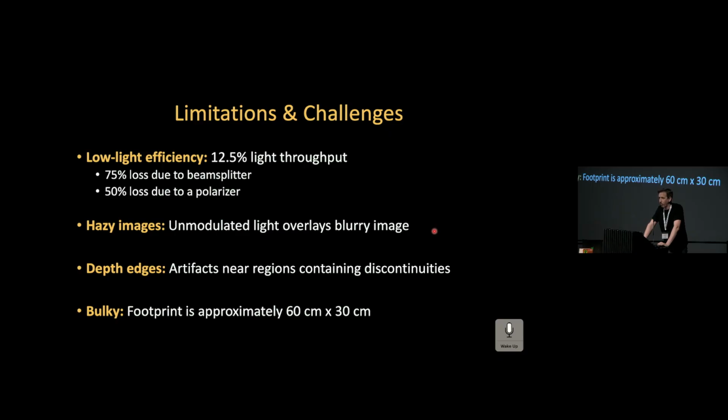There's no hard constraint on this, we can make things a lot more light efficient. It's just a matter of some optical engineering. There are some other issues. For example, the SLM isn't perfect. There's some amount of unmodulated light, so there's basically a blurry signal that's overlaid if the object that you're imaging is far from the focal plane. We can potentially remove some of that using some computational post-processing.